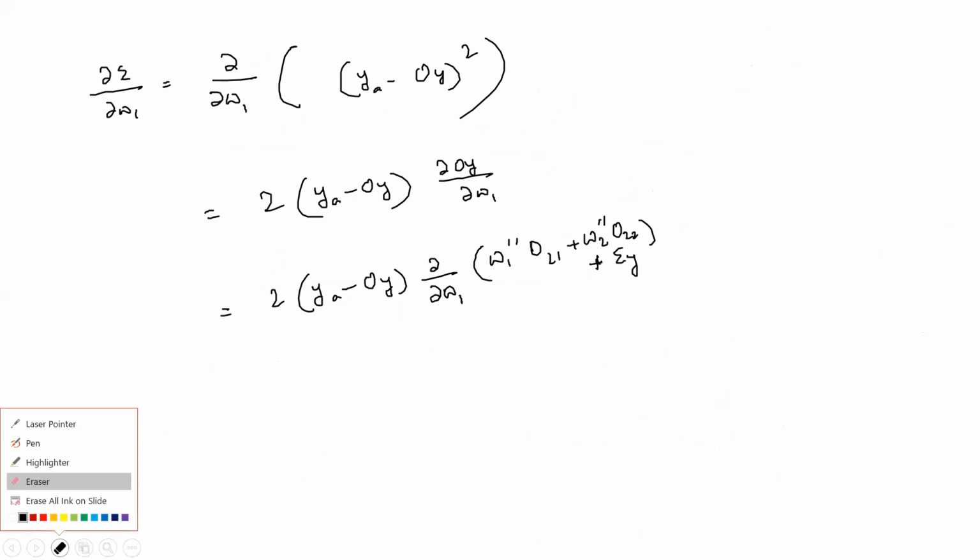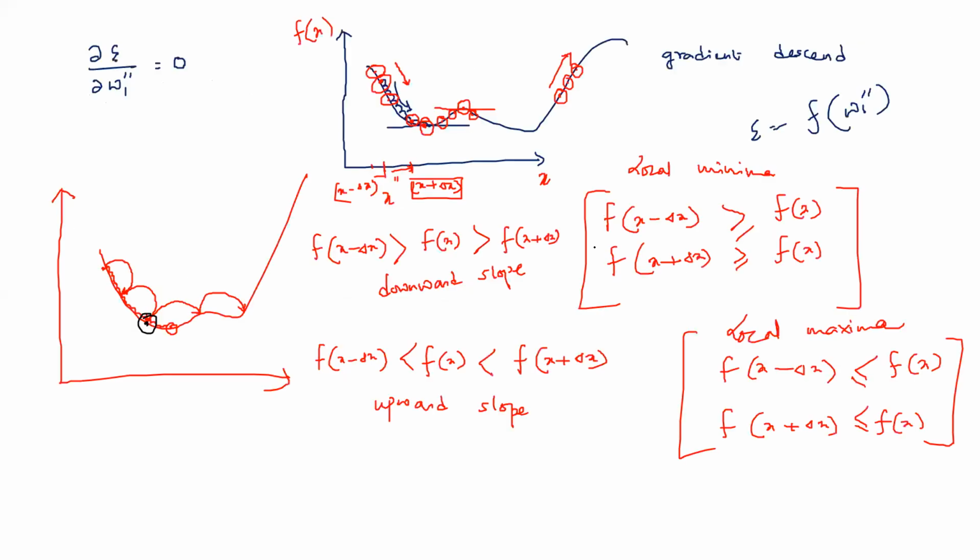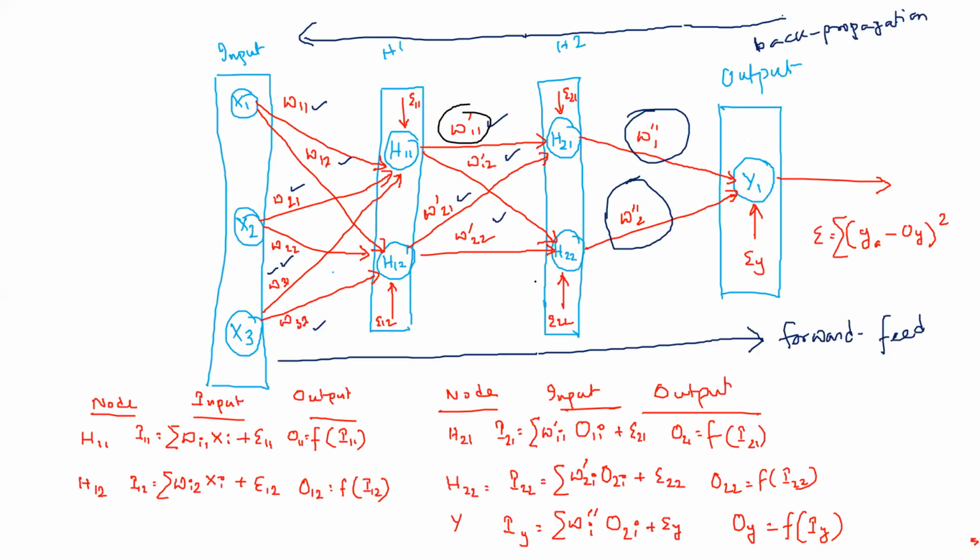This would have been similar. So this is W double dash 1, W double dash 1, W double dash 1. Now you see here, W double dash 1 is affecting both O21 output of this and this. No, W double dash 1 is not affecting O22. It is only affecting this node. So only O21 will be affected by W double dash 1.